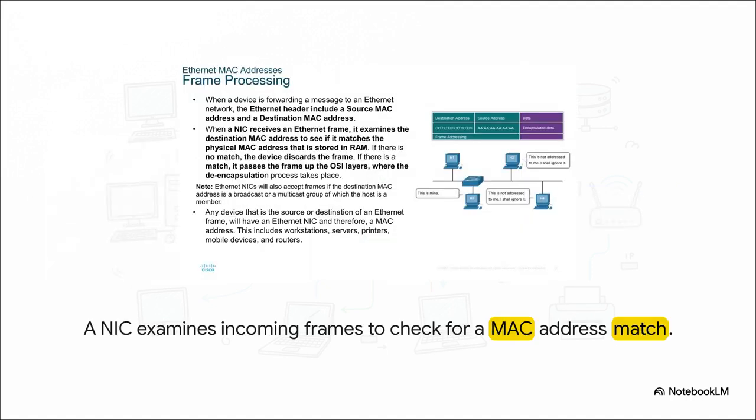So what actually happens when this perfectly addressed envelope arrives at a computer? Well, when a device receives a frame, its network interface card, its NIC, instantly checks the destination MAC address against its own physical address, stored right there in its RAM. If there's a match, awesome. It de-encapsulates the data and passes it up to the operating system. But if there's no match, it just coldly and efficiently discards the frame without a second thought.